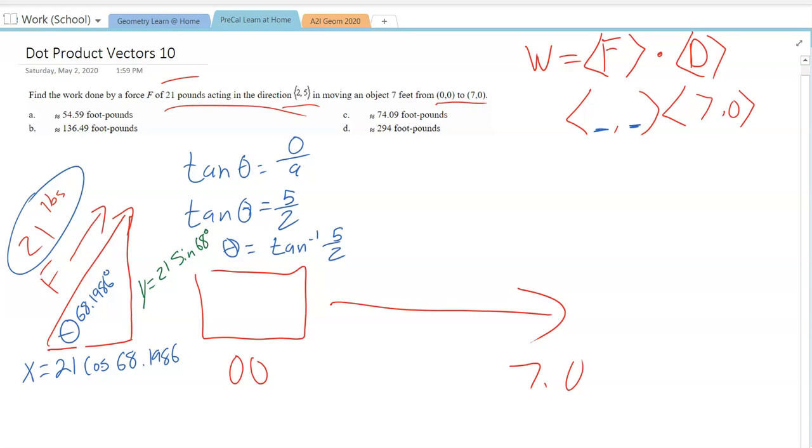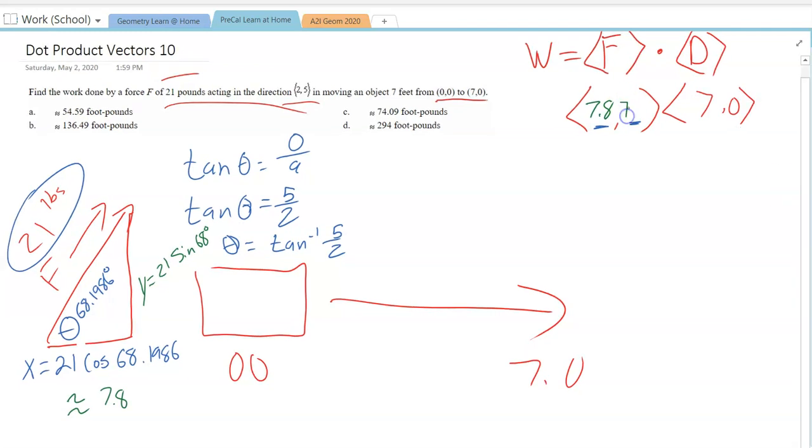Okay, so let's see what we get for those, and let's go ahead and write those down. For our x value, 21 times cosine of 68 degrees equals approximately 7.8. And for our y component, we do the same thing with 21 sine of 68.1986, and it looks like we get 19.5, which is what I'm going to use on there. Oh, that looks weird.